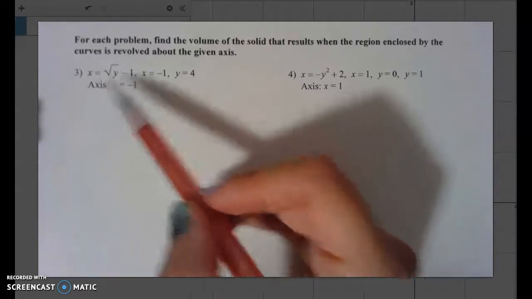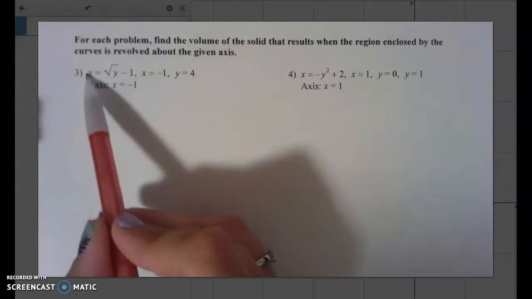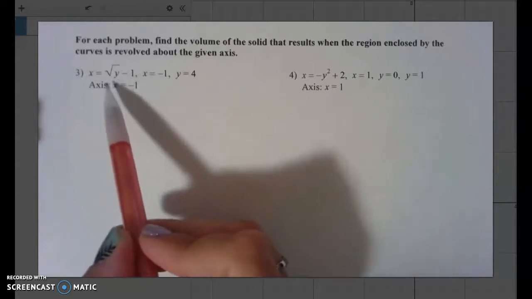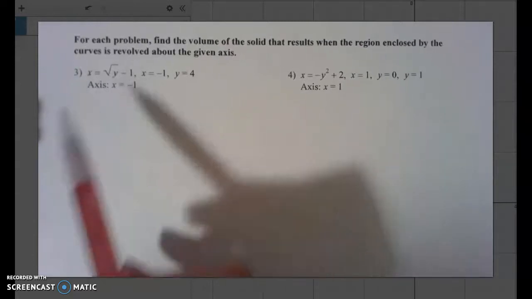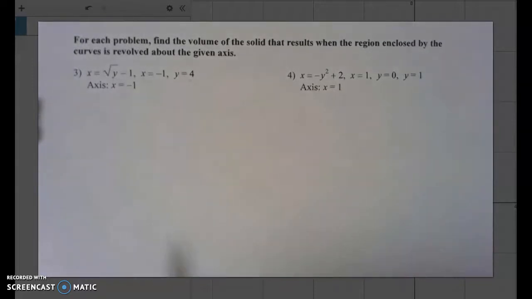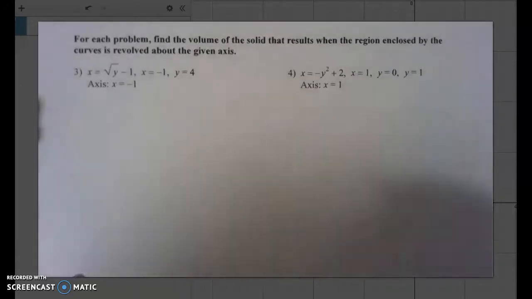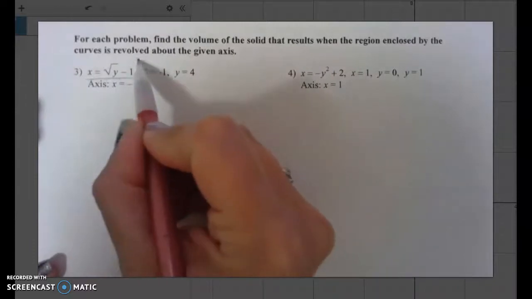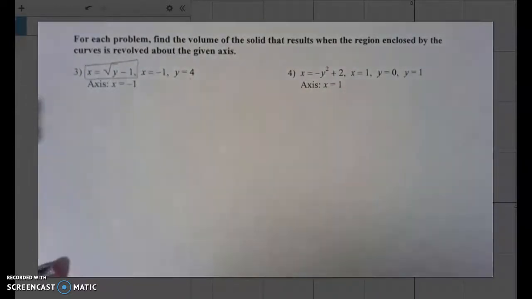Now, the only problem is this says x equals. So when we're graphing, if you're using your graphing calculator, you need it to say y equals. If you're actually using Desmos.com, you can type in x equals square root y minus 1, and it will graph that for you, which is nice. But if you're using your regular graphing calculator, your TI-84, we need to get this function to y equals, just so we can see what the graph looks like.